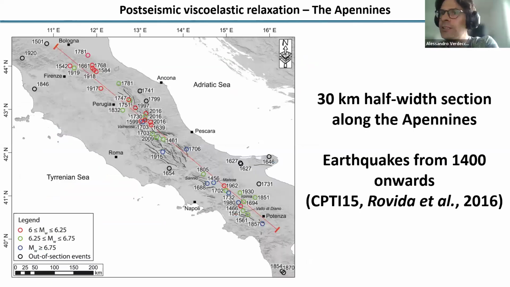So we use these characteristics to look at earthquake sequences in the historical catalog in Italy and try to understand which clusters of events may be better explained with coseismic stress changes, instantaneous or static stress changes, and which clusters of events may be better explained with viscoelastic relaxation, so a more time-dependent effect.